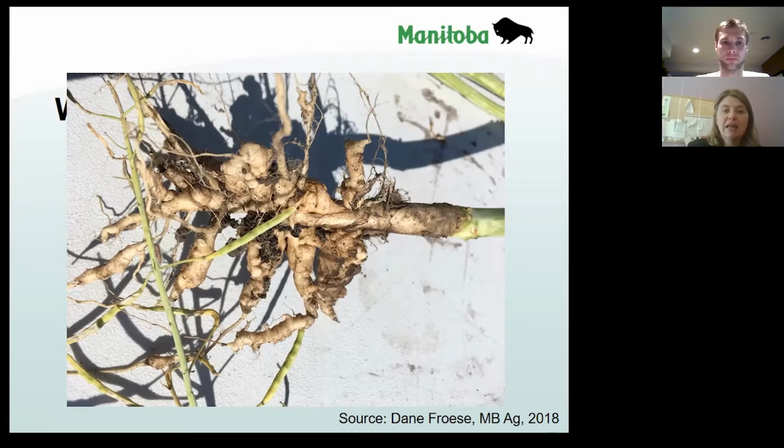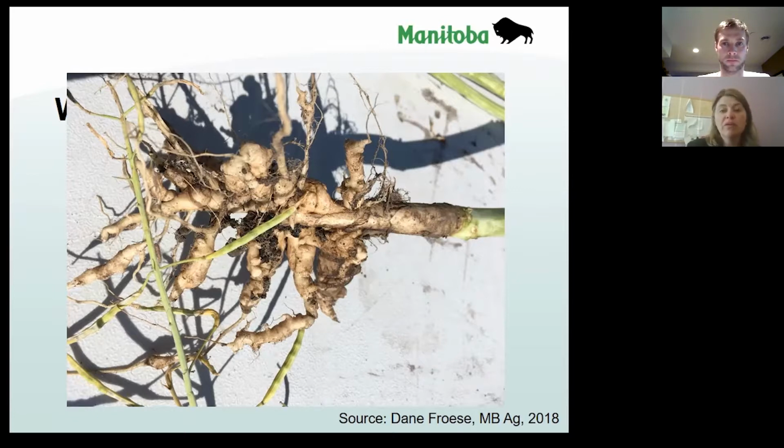He had a strip of canola that was clubroot resistant and a strip of canola that was clubroot susceptible side by side. He saw a funny patch. It stopped as soon as the border of the resistant canola was there, and he went and pulled some plants, and lo and behold, he had clubroot. He never knew he had clubroot.